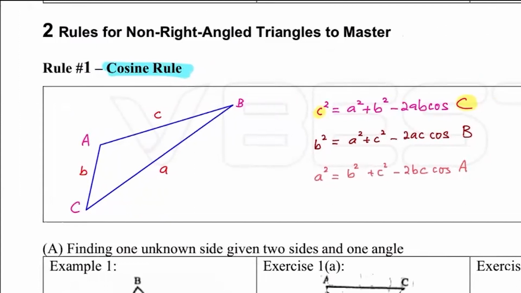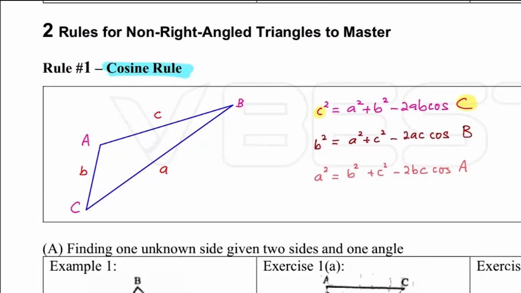So always remember, when you have two lengths covering an angle, you find the opposite one. Two lengths covering an angle, you find the opposite one. This is the cosine rule. Let's see how we are going to apply it in the question. It's quite easy, it's not hard. You just apply the formula.